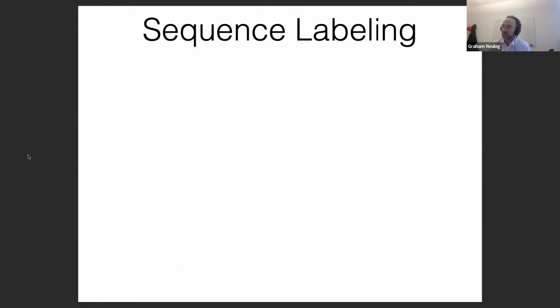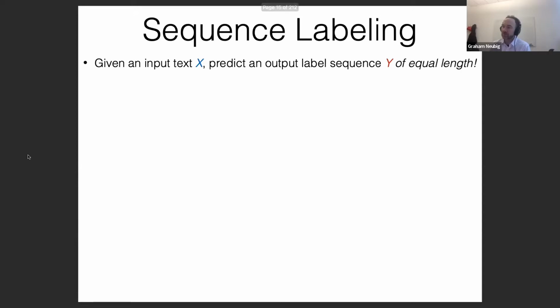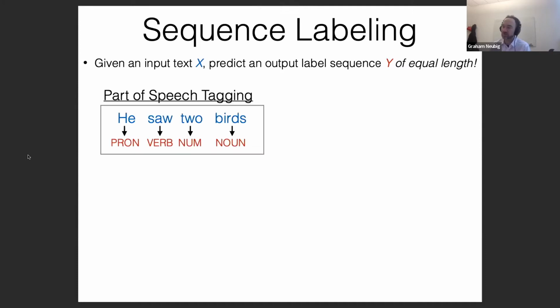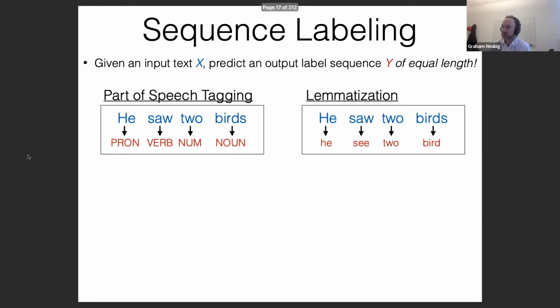Sequence labeling, on the other hand, is given an input text X, predict an output label sequence Y, usually of equal length. So this can be formulated as taking in a sequence of words and outputting one tag for each word. Part of speech tagging is one example of this. So we take in words and output parts of speech.